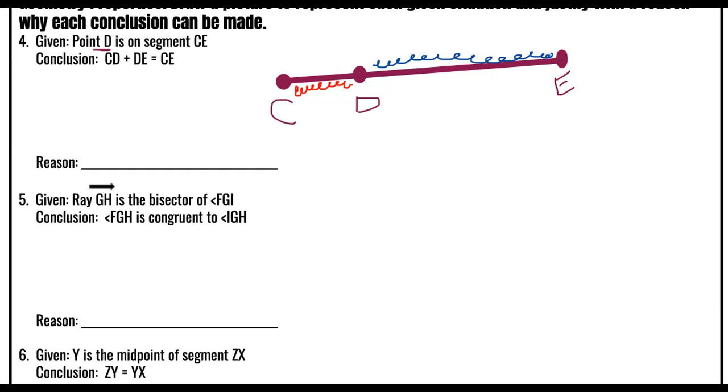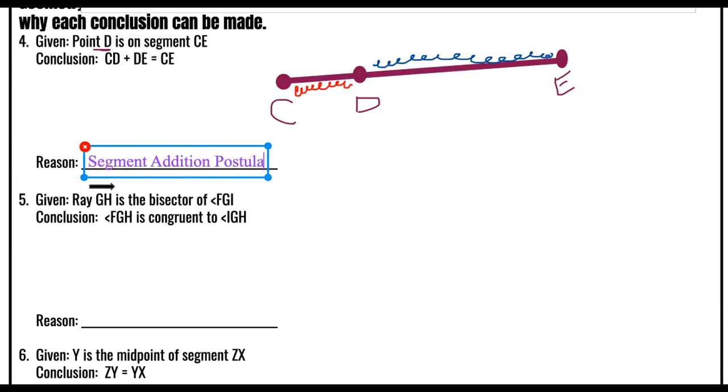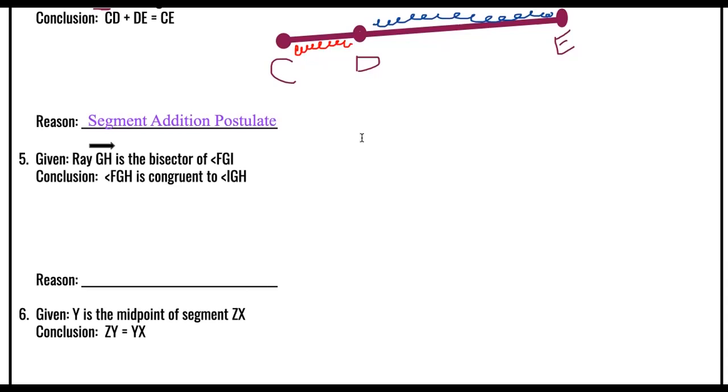What's the reason? And if you remember back in chapter 1, we talked about segments being added in the same way. First segment, second segment equals the whole thing. That justification is segment addition postulate. And think about it, we're adding segments. So that would be the name, segment addition. Okay. And so you want to do that same thing for number 5 and number 6.